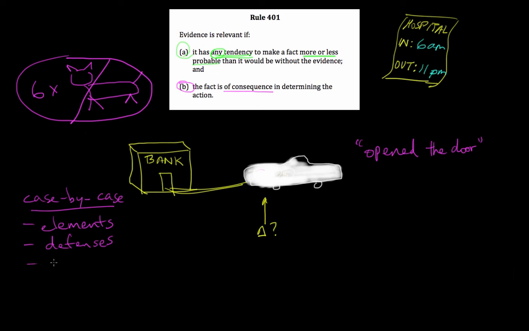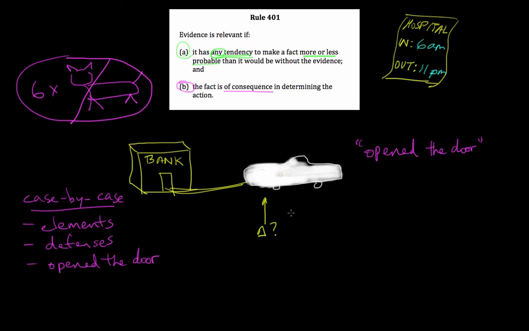Next, has one side opened the door to evidence about certain things? And we've already talked about an example of this. Okay, so all of these things will dictate whether a particular fact is of consequence in that case. So to figure out whether a fact is of consequence in a particular case, we need to think about whether the fact would actually matter to the outcome of that case.